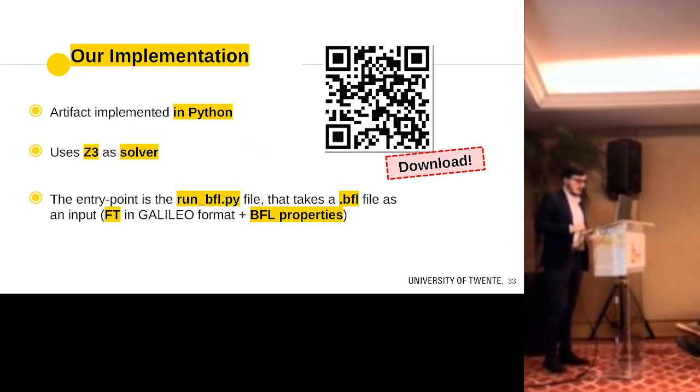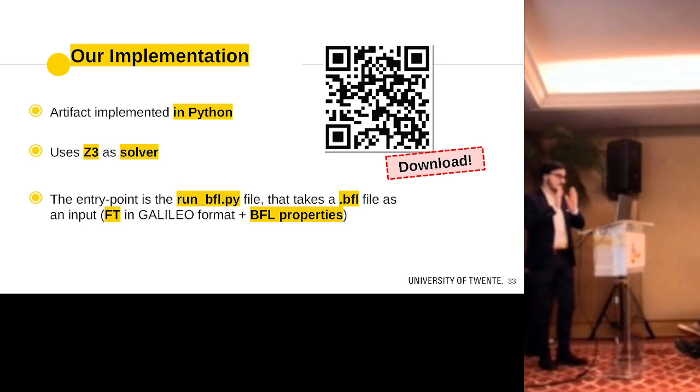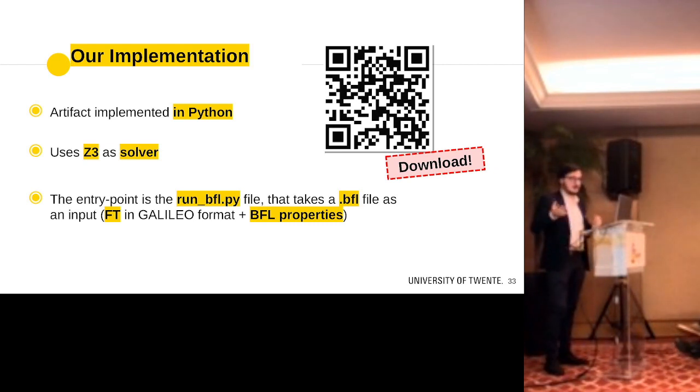Here you can go to the Zenodo repository to take a look at our artifact. Documentation is there. The basics are that the artifact again is implemented in Python, uses the Z3 solver as a backend for the solving. The entry point is our run BFL Python file. It simply takes a .bfl file as an input, where you basically specify the fault tree that you have at hand with the Galileo textual format, which is one of the industry standards for specifying fault trees in textual format, plus some BFL properties.